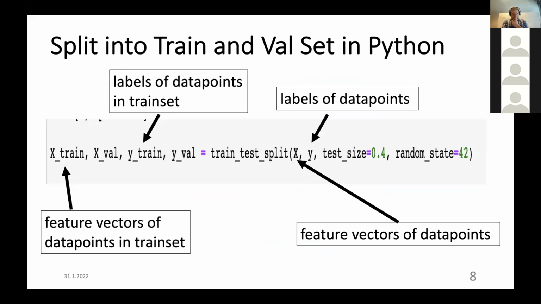I've shown here the corresponding Python function that you might use or have already used to split the data set into a training and validation set. It's called train test split.